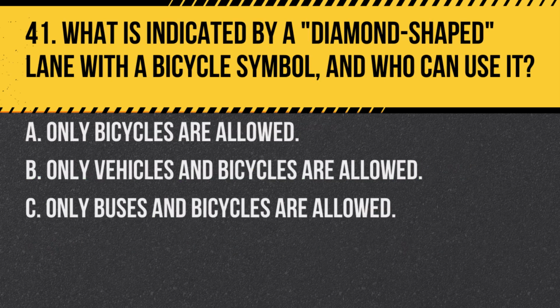Question 41. What is indicated by a diamond-shaped lane with a bicycle symbol, and who can use it? A. Only bicycles are allowed. B. Only vehicles and bicycles are allowed. C. Only buses and bicycles are allowed. Answer: B. Only vehicles and bicycles are allowed. This marking indicates a shared lane for both vehicles and bicycles, promoting coexistence on the road.